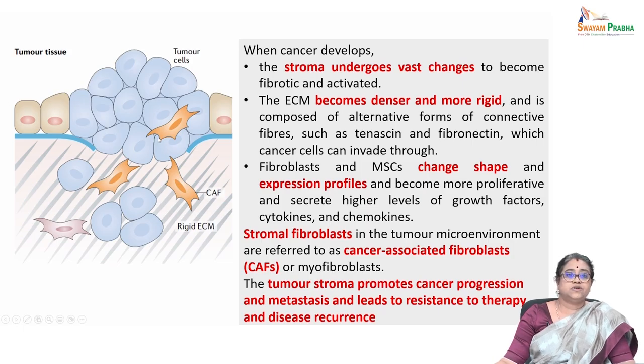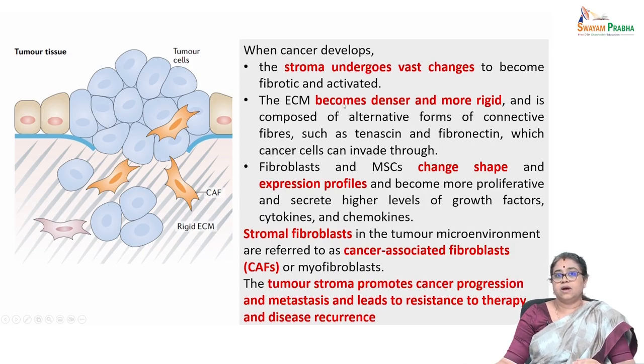Now, in case of a tumor, you see that the basement membrane is breached, and the tumor cells are getting into the stromal component. They are invading deeper, and you can see some tumor cells coming into the stromal region here. So when cancer develops, the stroma undergoes vast changes to become fibrotic and activated. So the extracellular matrix becomes denser and more rigid. There is a lot of change which happens in the tumor microenvironment when the cancer is starting.